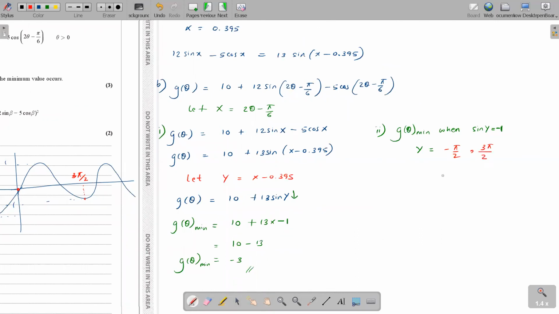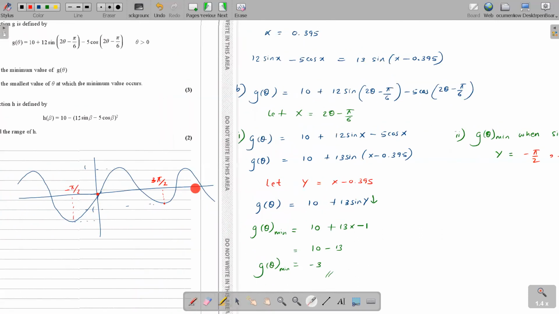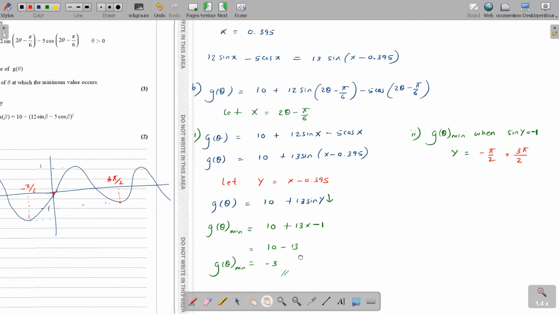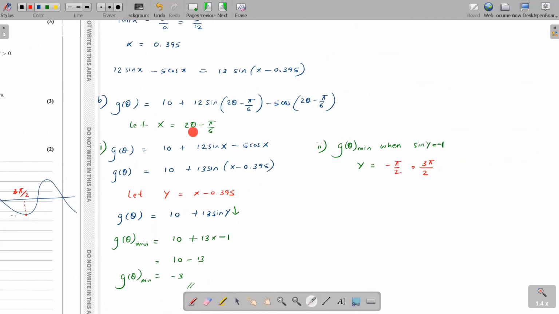There are more. You could get a lot more, right? Because your graph goes further. But I took the two closest ones because they want the smallest value of theta. It's better to have a few extra, just two, to know which is exactly the closest. So who is y? Once again, y is x minus 0.395. X minus 0.395 is y. So replace it back.